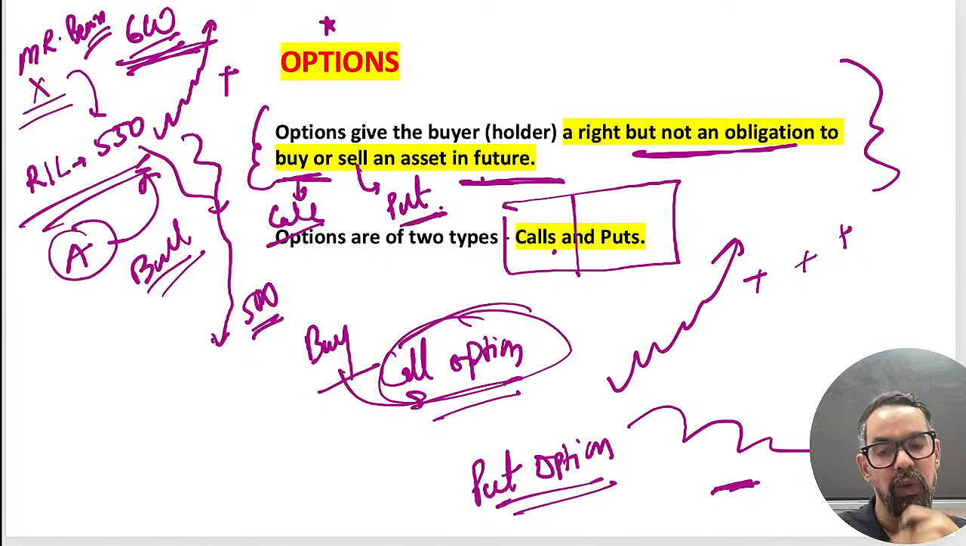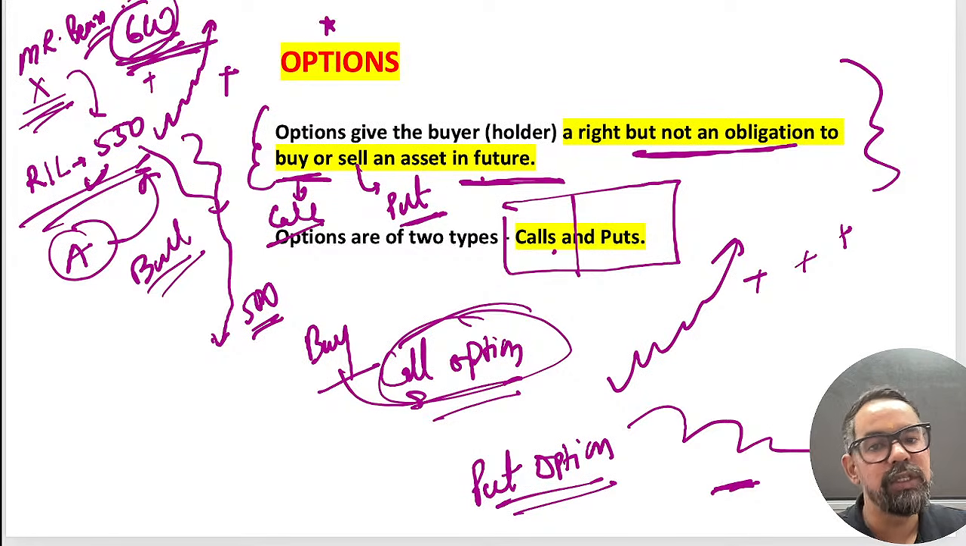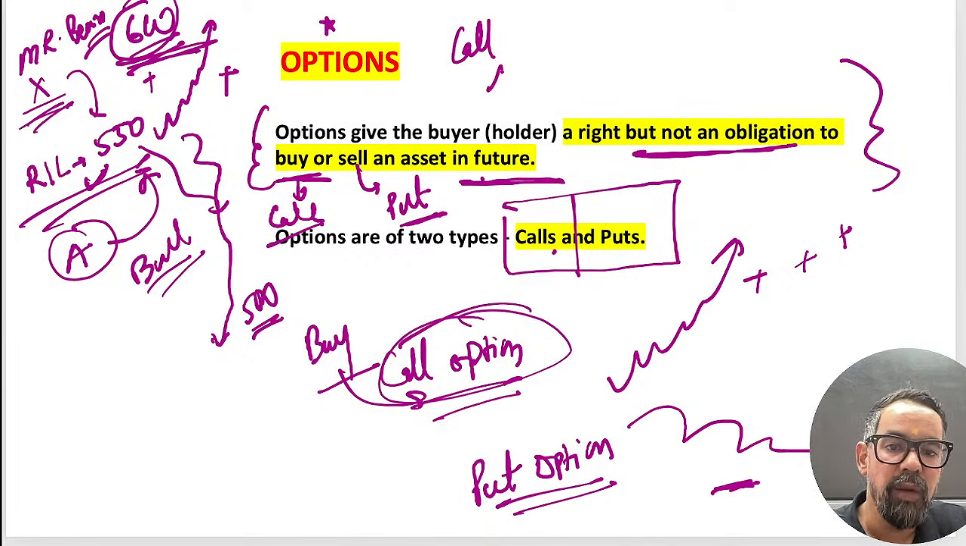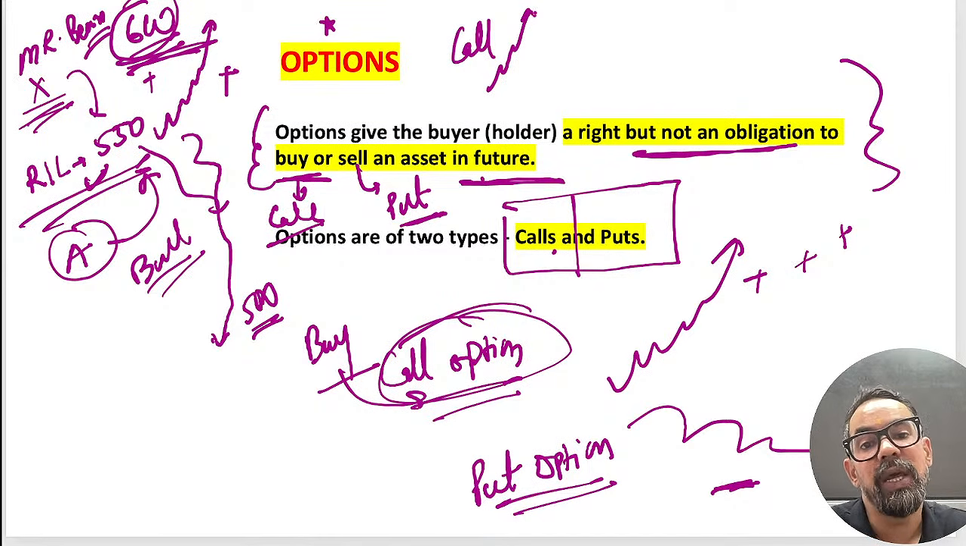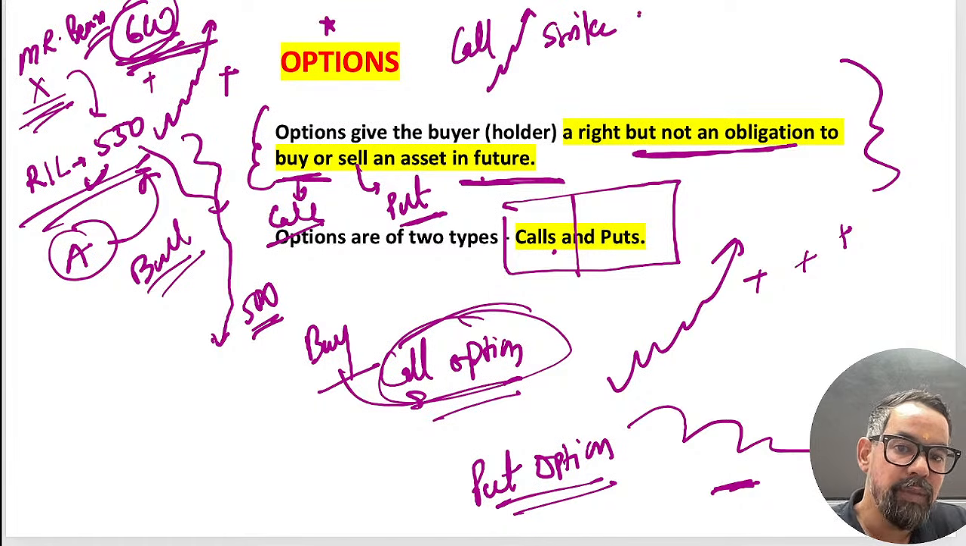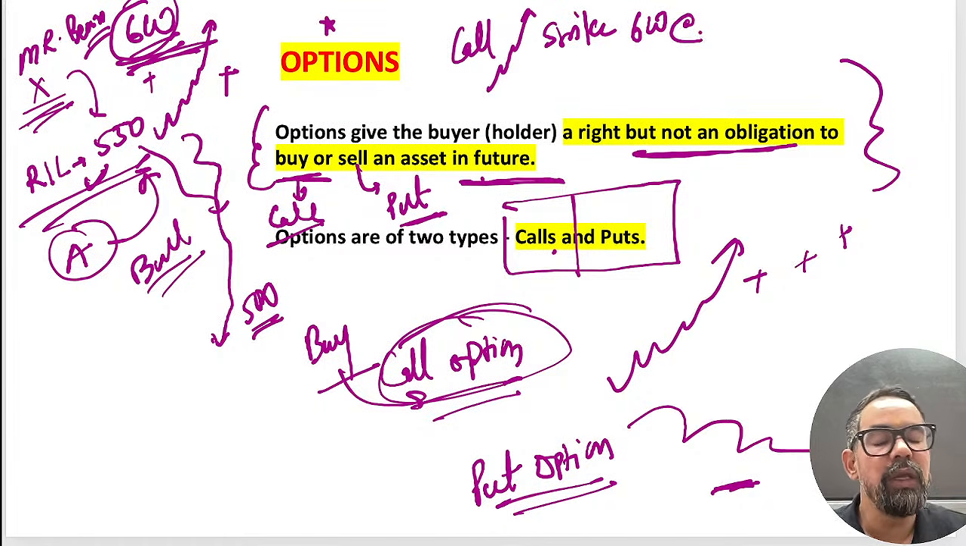So basically when you enter into options, let's say Reliance is at a current market price of 550 rupees, and Mr. X is bullish about this, assuming that by the end of June prices will go beyond 600. So he buys a call option. We buy a call option when we are bullish about the security, when we think the prices will go up. So he buys the call option with a strike price of 600, and for that he has to pay some amount. That amount is called premium.